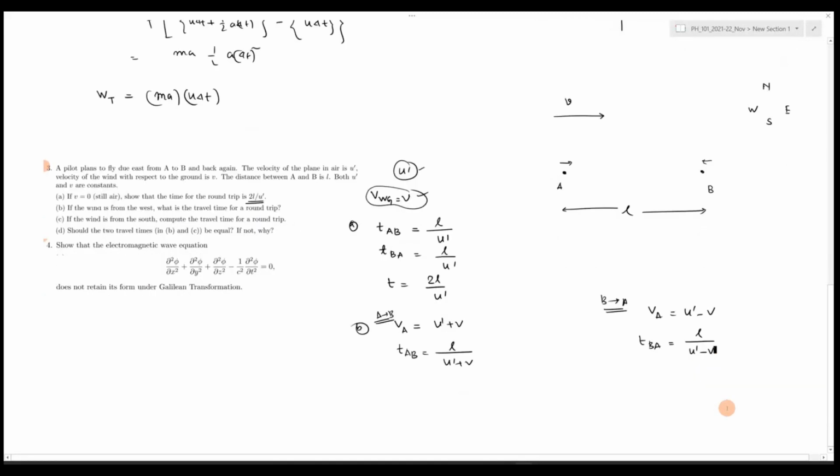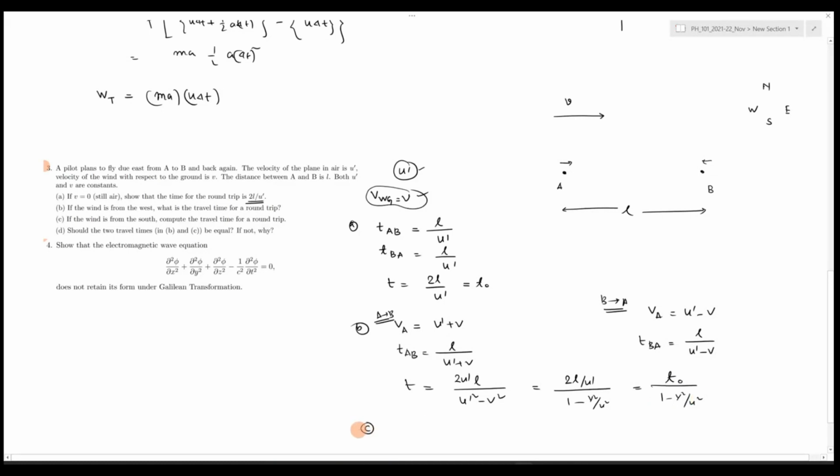Now if you total it, total time taken will be equal to this plus this. So L by u prime square minus v square, times 2u prime. If we simplify it, it will become 2L by u prime divided by 1 minus v square by u square. This time is nothing but, let us consider this t0. It will be t0 divided by 1 minus v square by u square. So this is just algebraic simplification.